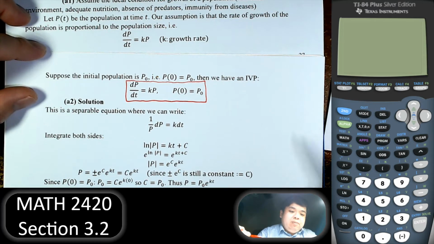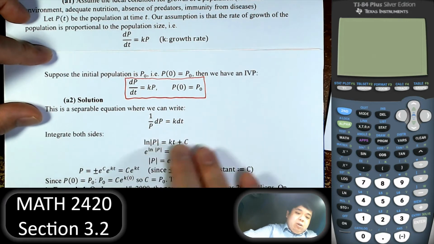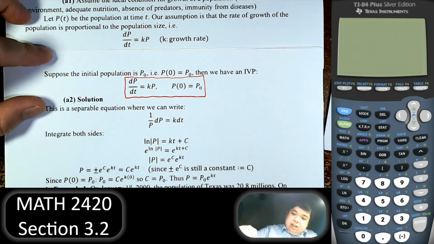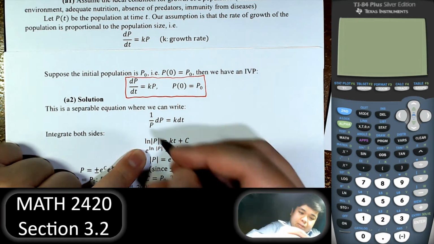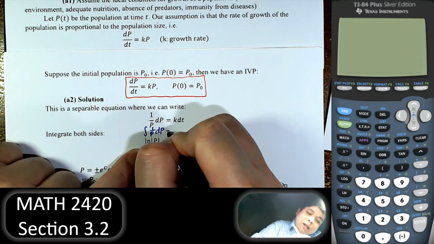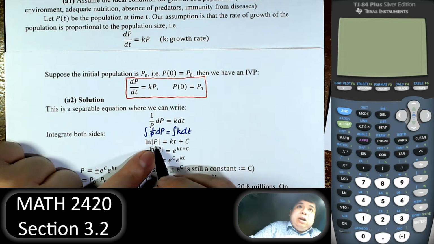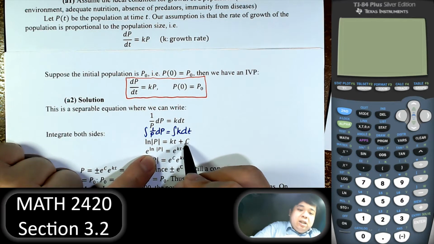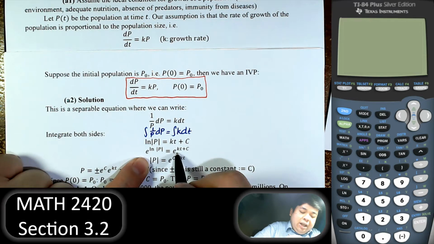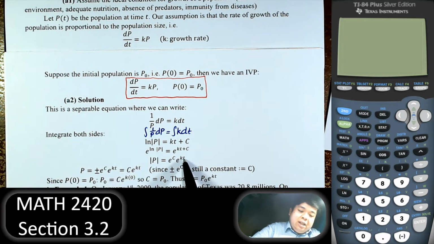But how do we solve this? Well, move the dt over and move the p down. We have a separable equation. Integrate both sides. So the integral of 1 over p dp equals the integral of k dt. The integral of that is ln of p equals kt plus c. And raise both sides to the exponential. The e and ln cancel out. We have the absolute value of p, which is e to the c plus kt.